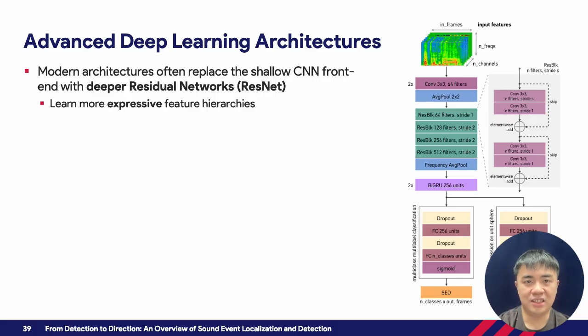So building on the SELD-NET foundation, modern architectures have evolved for better performance. A very common advancement, as shown here, is to replace the original shallow CNN front end with a much deeper residual network, or ResNet. So this allows the model to learn a far more complex and expressive hierarchy of features directly from the input.